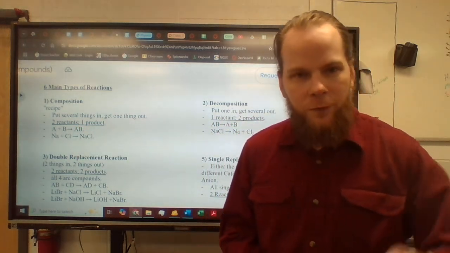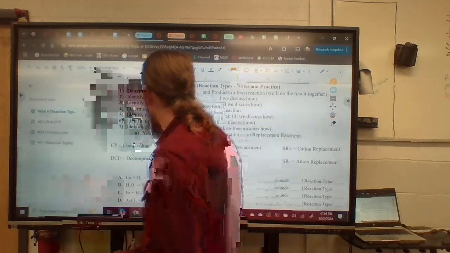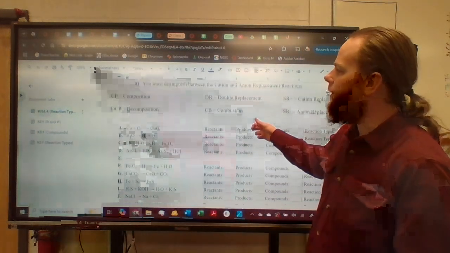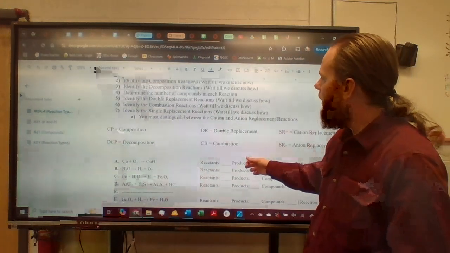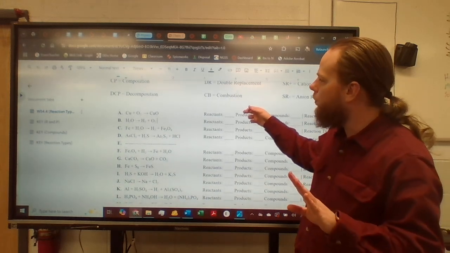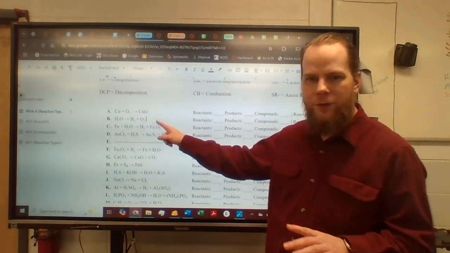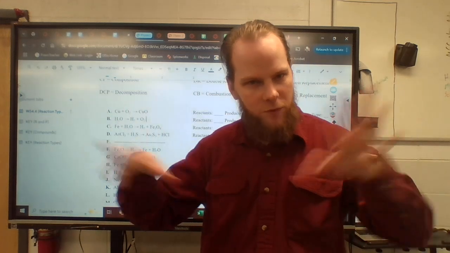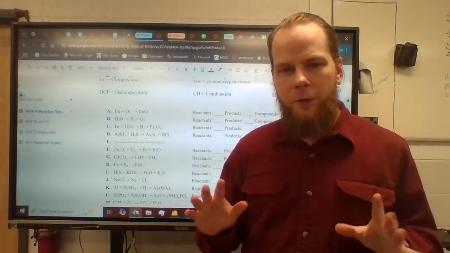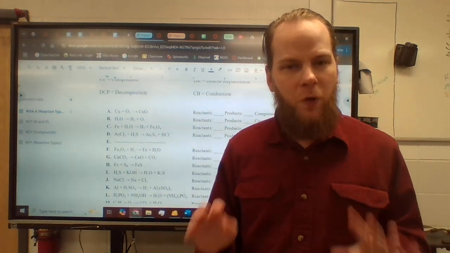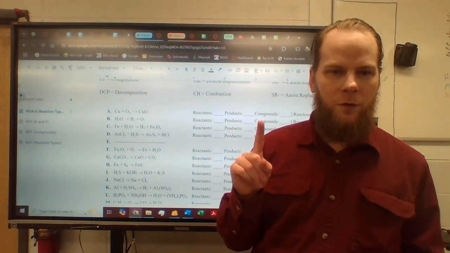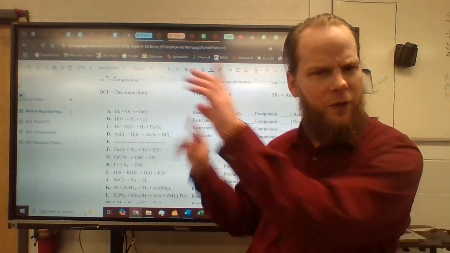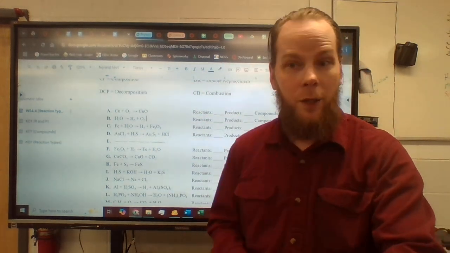Now I want to shift gears for a second to the worksheet that I pointed out a moment ago. So this is the worksheet that I showed you that you're going to need. We're going to do reactions A, B, C, and D together in the video. But first, I'm going to zoom this in because I want to talk about reactants, products, and compounds. So I'm going to pause this, do some finagling here, and then we'll get back to it.